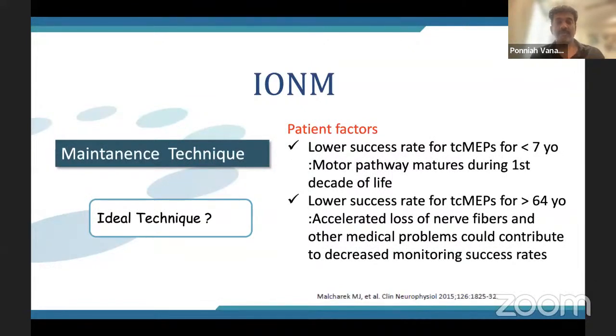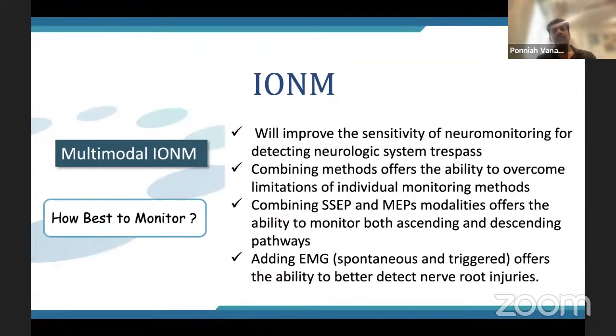Patient factors are also important. For example, in pediatric patients less than 7 years, the MEPs may not be very successful, and above 64 years, there is an accelerated loss of nerve fibers and other medical problems that could contribute to a decreased monitoring success rate. A multimodal intraoperative neuromonitoring will improve the sensitivity. It will try to overcome the limitations of individual monitoring. Combining SSEPs and MEPs offers monitoring of both the ascending and descending pathways, and adding an EMG lets us monitor nerve root injuries better.